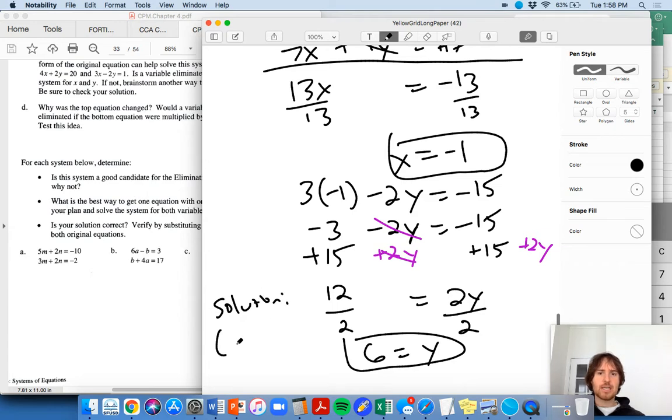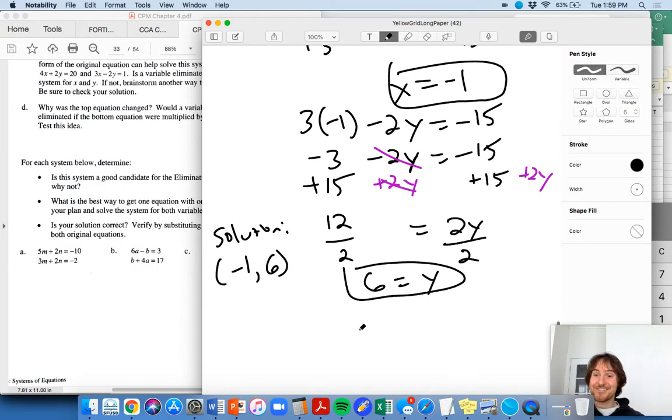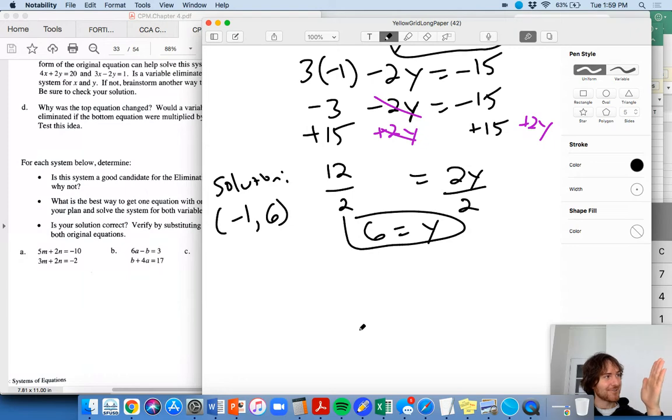So my solution is x equals negative 1, y equals 6, right? x comma y, x comma y. It's how you write a coordinate pair with x and y variables, coordinates. Negative 1, 6 is your solution. That's where those two lines are going to cross. What is that? Quadrant 2.